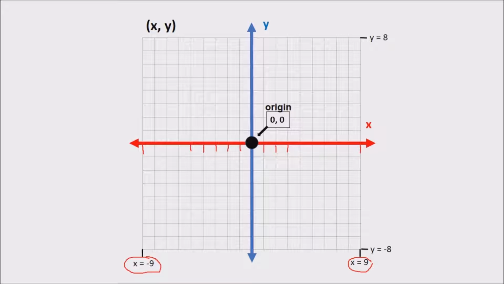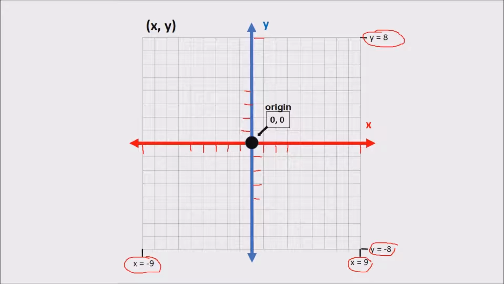Now, same thing with the y. If you go up, you're going to the positive numbers. So you'll have y equals 1, y equals 2, y equals 3, y equals 4, and so on. Up here is y equals 8. And if you go down below 0, you get the negative numbers, -1, -2, -3, -4, and so on down to this -8. So let's test out a few points and see if we can write the coordinates.